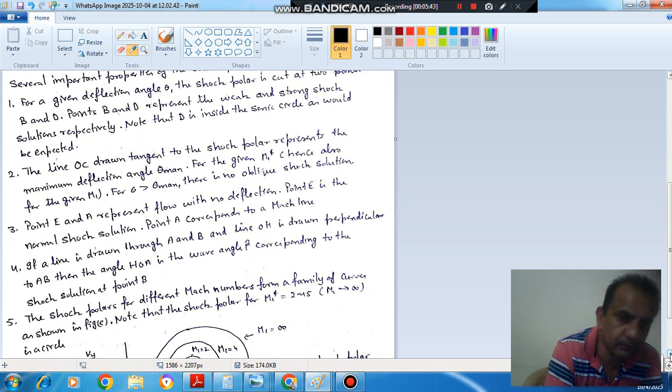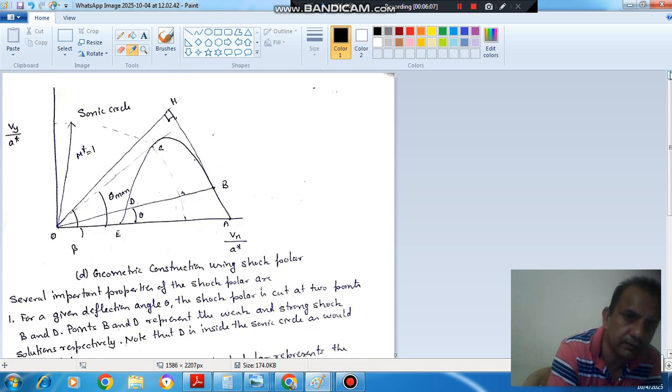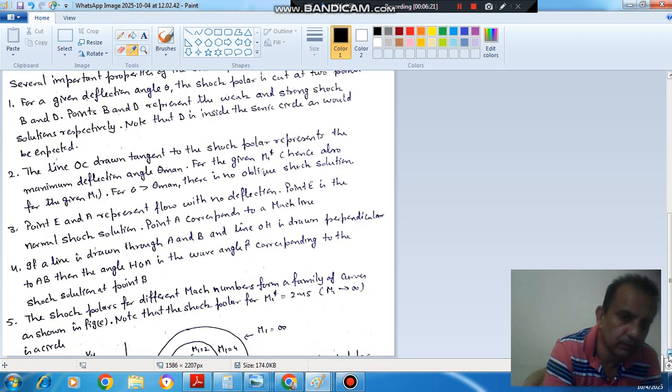Next point, if a line is drawn through A and B and line OH is drawn perpendicular to AB, then angle HOA is the wave angle beta corresponding to the shock solution at point B. So if we draw this line AB and extend it up to point H, and then draw a perpendicular to it which passes through O, then this angle is your shock angle that we have stated in the theta-beta-M diagram.